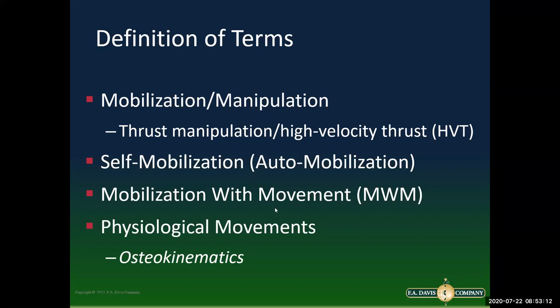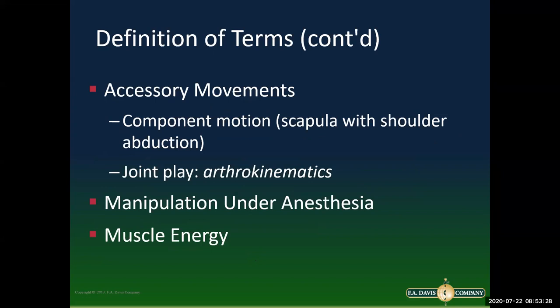Mobilization with movement: we're having them do functional activities that are going to mobilize the joint segment. And when we talk about the physiological movements of joint MOBs, we're talking about the osteokinematics, right? The bone movements themselves of the joint. Accessory movements, we already talked about, like the component motion with the scapula with shoulder abduction or shoulder flexion, right? We know that for every 1 degree up, it goes 2 degrees, right? The joint play, oftentimes you'll hear that there's too much play in this joint. That's the arthrokinematics, how much movement's actually available inside the joint.